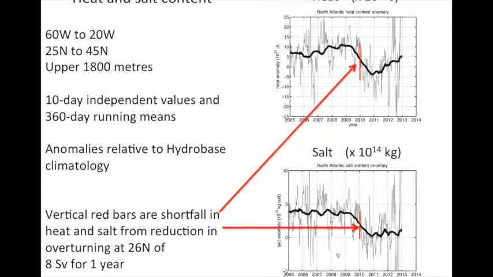It was a box chosen to avoid the boundaries and to avoid the Gulf Stream as well, because once you start integrating the Gulf Stream into an optimum interpolation, whether it's there or not can make a very big difference. It adds a lot of variability. So what we've got here is the heat content in this box in the top 1,800 meters, and the salt content in the same box. So the thin line is every 10 days, the heat content in that box, and the heavy line is an annual average of that.